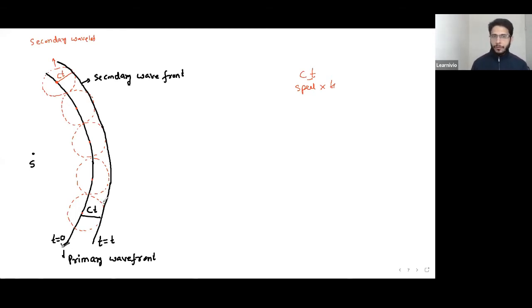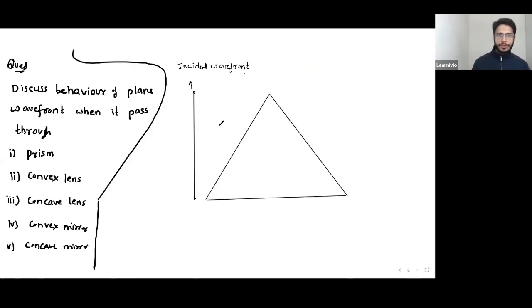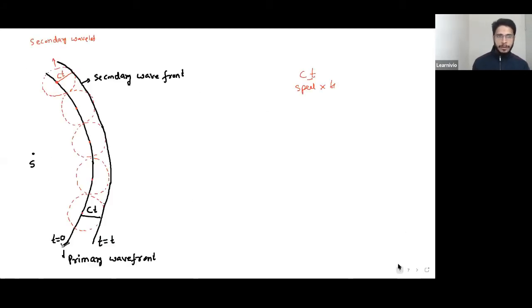This is the wavefront which is given. To draw the secondary wavefront, take some points on the primary wavefront. Those points will act as fresh sources. So I'm taking 2 points, one here, another here. These are acting as fresh sources. Then I need to draw these secondary wavelets. The radius of secondary wavelets is speed of light multiplied by time. In the case that I have considered here, throughout this space, the medium is air or vacuum. That's why the speed is the same.